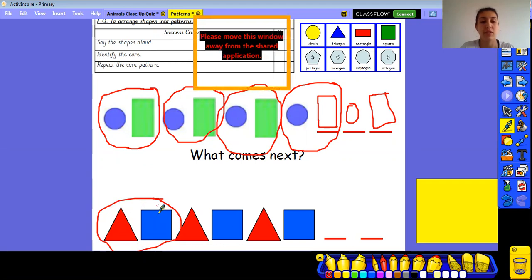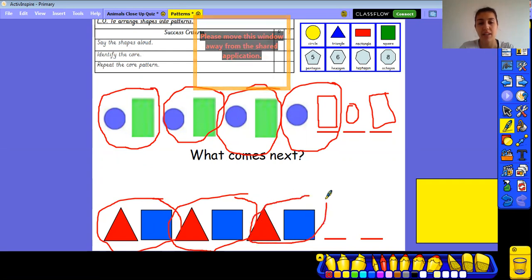Let's see then, triangle, square. Are my next pair triangle, square? Yes, they are. Are my next pair triangle, square? Yes, they are. So I've identified my core as the triangle, square, because that's what's being repeated. Triangle, square, triangle, square, triangle, square. So that means my next two shapes are the core again, which starts with a triangle and ends with a square. There we go.